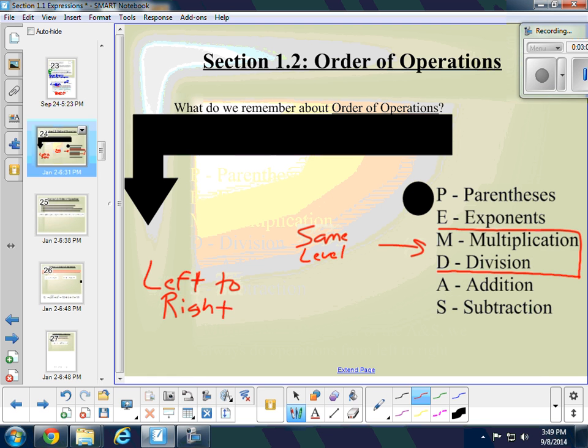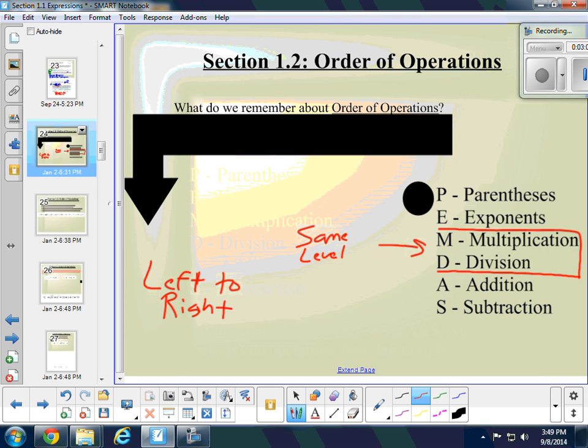Once you get to those in a different color, but same. These two as well are actually on the same level. If at some point in the problem I get addition and subtraction, what to do is go left to right. So just kind of make a note somewhere of that for both.